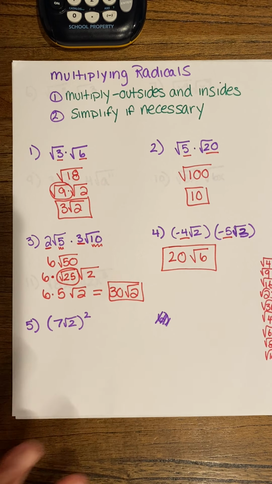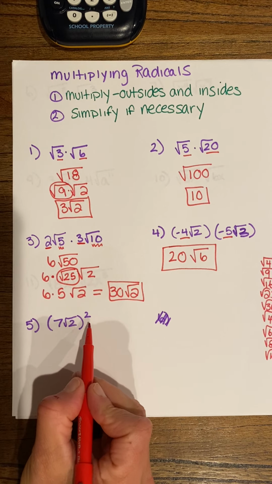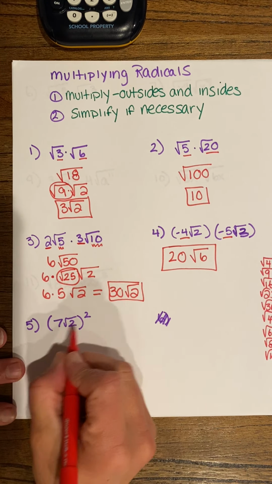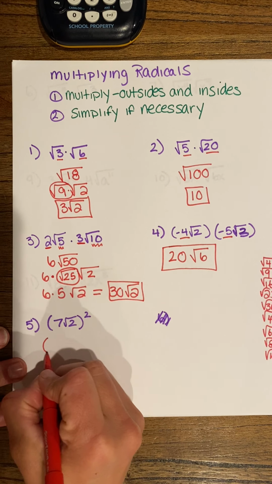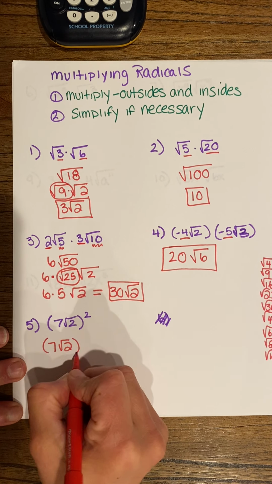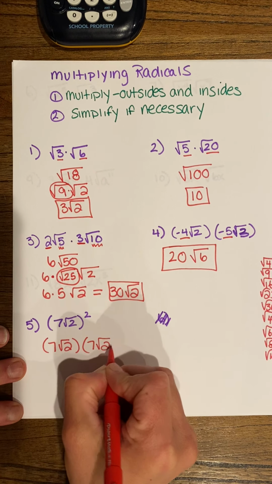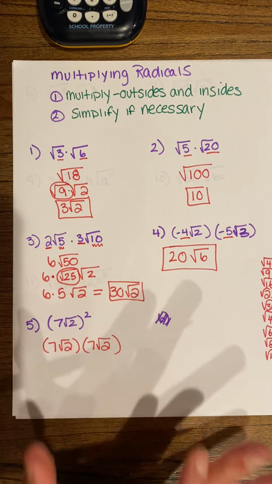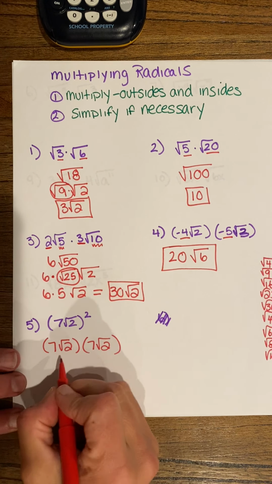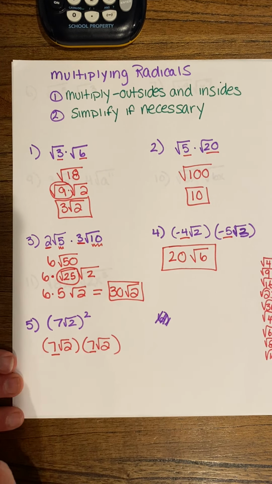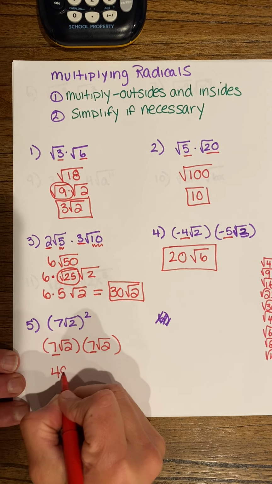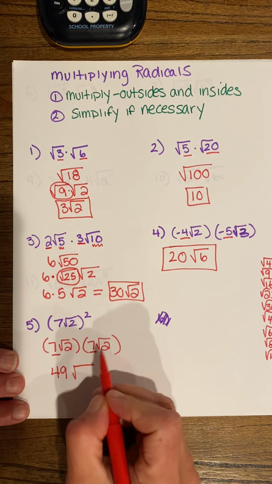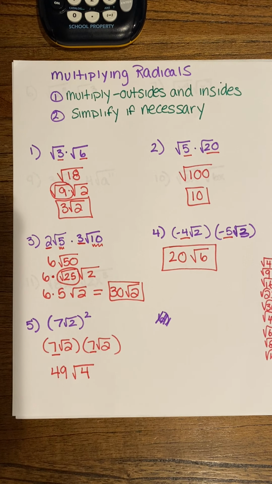Now, what you might also see in this section is squaring. The reason you might see squaring in this section is because remember, 7 rad 2 squared means 7 rad 2 times 7 rad 2. So it is a multiplication problem, and I would always recommend writing it twice. So I have 7 times 7 as my outside numbers, which is 49. Inside numbers stay inside a radical. 2 times 2 is 4.